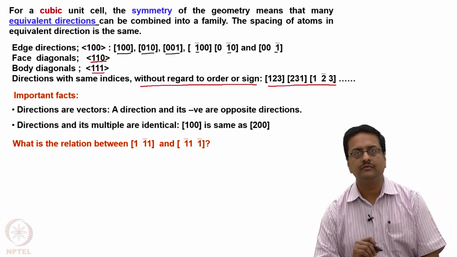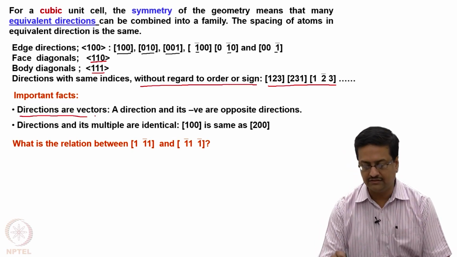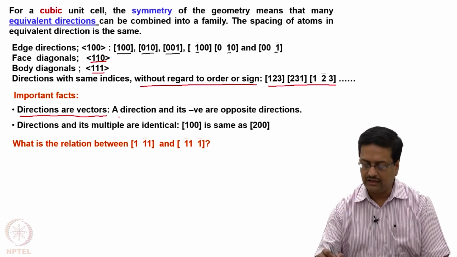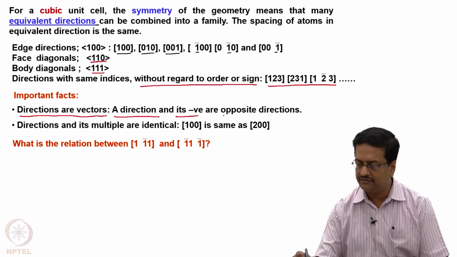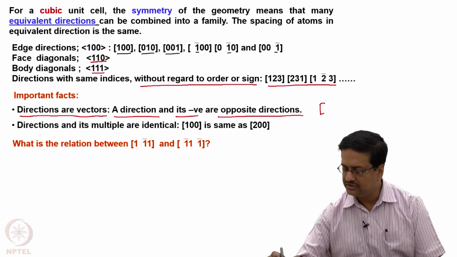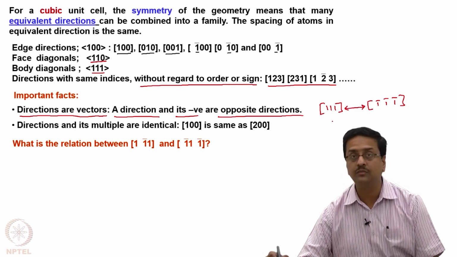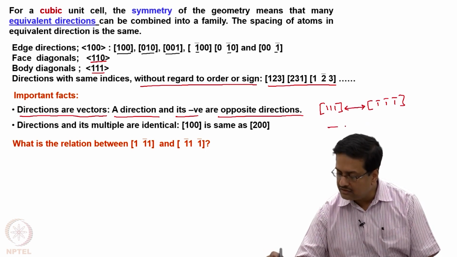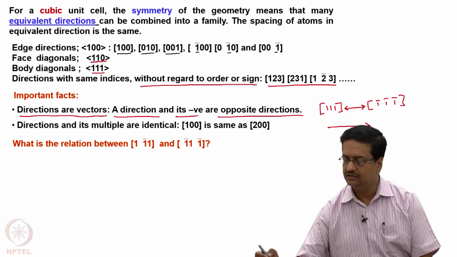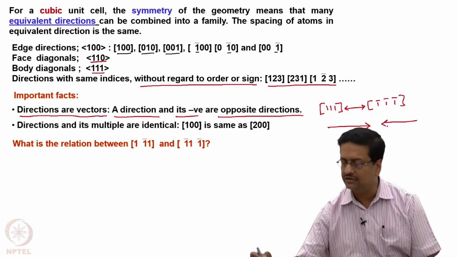What are two things to be remembered? Directions are vectors. So a direction and its negative are opposite directions. That means if we write [1 1 1] and if we write [1̄ 1̄ 1̄], these two are opposite directions. If [1 1 1] means a direction left to right, a direction [1̄ 1̄ 1̄] would mean right to left.